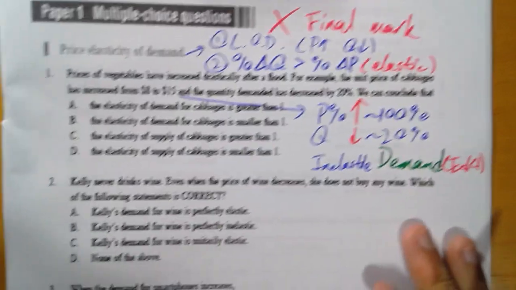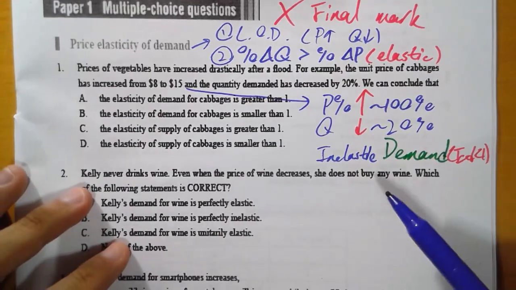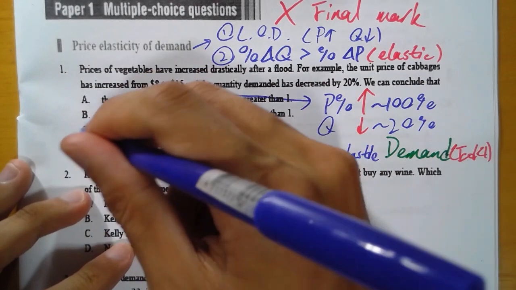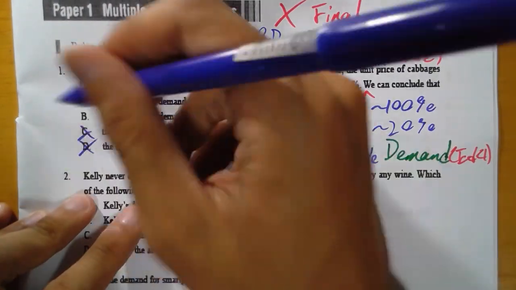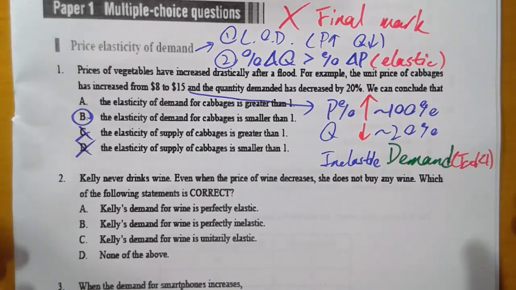So the answer is quite simple: inelastic demand. Obviously C and D are not correct because they say demand is smaller than 1 in the wrong sense. B. Okay? Alright, now moving on.